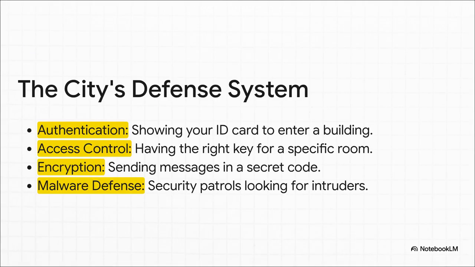And to get this done, the OS has a whole defense system. Think about it this way. Authentication is you showing your ID card to get into a building. That's your password. Access control is like having the right key for a specific room. Programs can't just wander wherever they want. Encryption is basically sending messages in a secret code. And of course, you've got malware defense. Those are the security patrols always on the lookout for trouble.